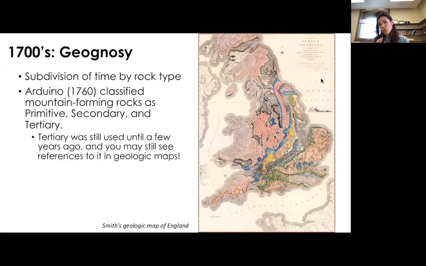These words have actually kind of trickled through, and so even though we don't use primary or secondary anymore, we do still use tertiary. This was in the geologic timescale up until a few years ago when it was replaced by the Neogene and Paleogene. However, you still see references to tertiary showing up in geologic maps, and that relates back to this original geognosy classification.